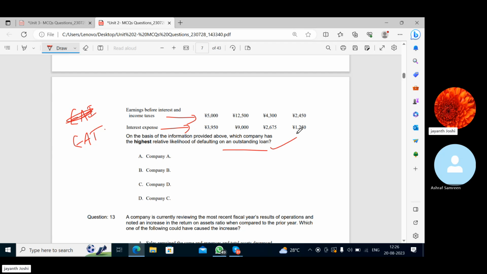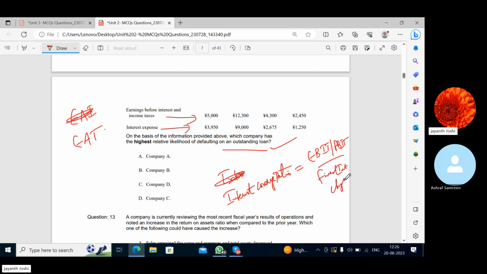Where is the likelihood of default? If you want to know the likelihood of default, what will you do? There is a formula called interest coverage ratio, right? Have you come across this? No, sir. So the formula, I'm just explaining. The formula for interest coverage ratio is EBIT or PBIT by fixed interest charges. I'll tell the meaning of this.